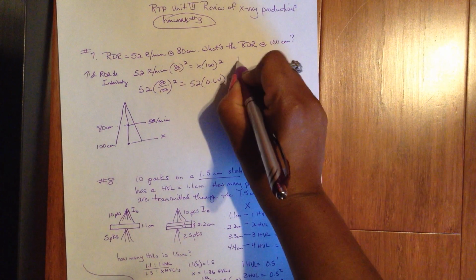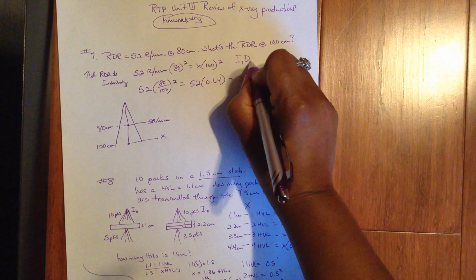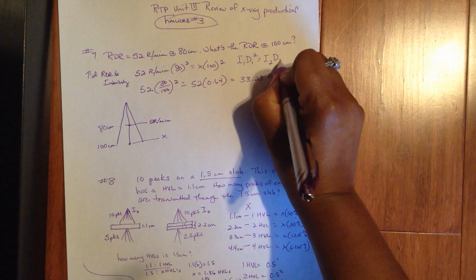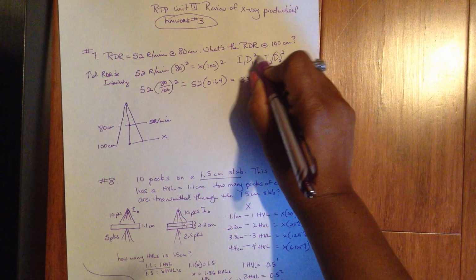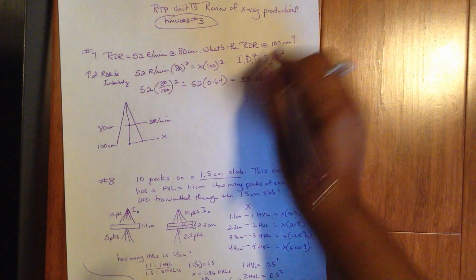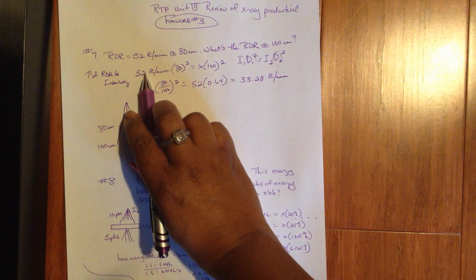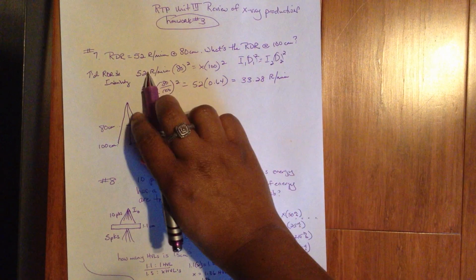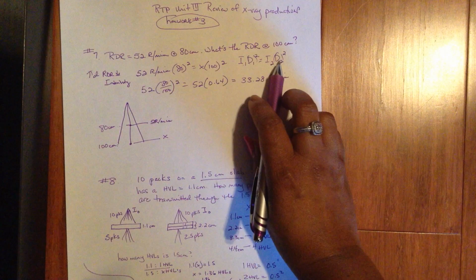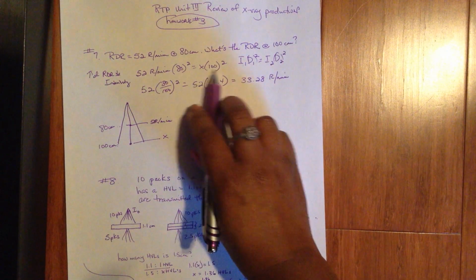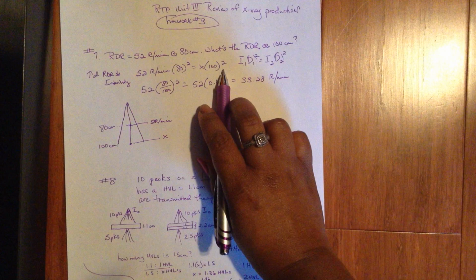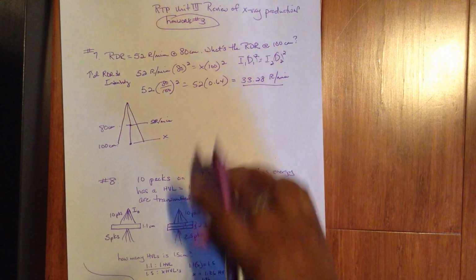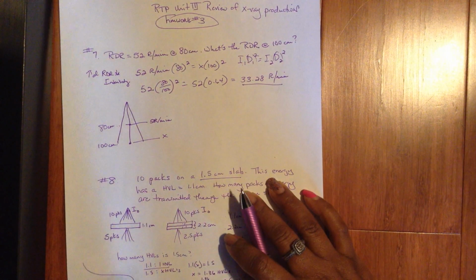I like to write the formula out flat like this. And remember, the squares only belong to the distances. So the first intensity is the 52. The second intensity is what I don't know. The first distance belongs to the 52. The second distance belongs to the new intensity that I don't know. So this is the way I'm going to set this up. And then I'm going to plug in and solve for X. So the answer should be around 33.3 Roentgen per minute.